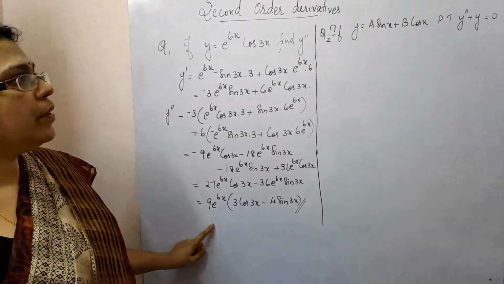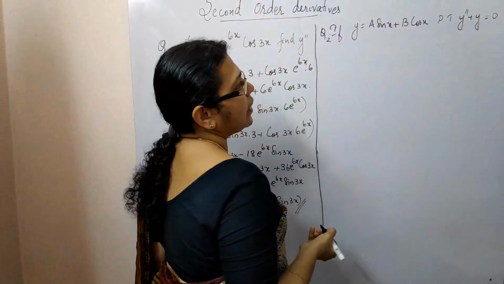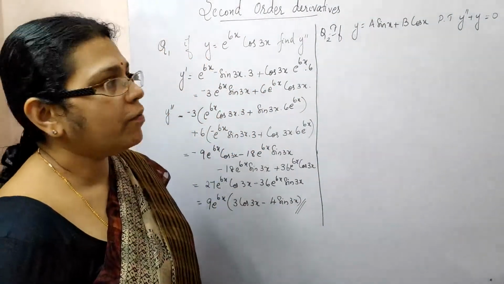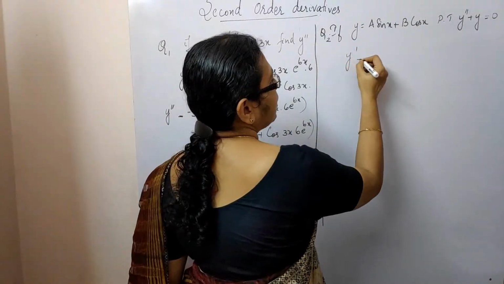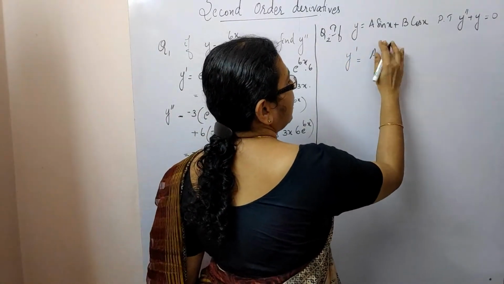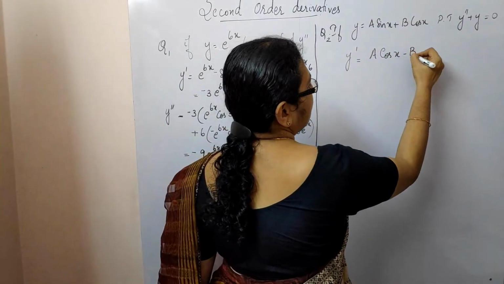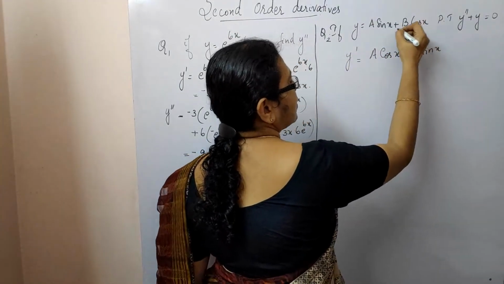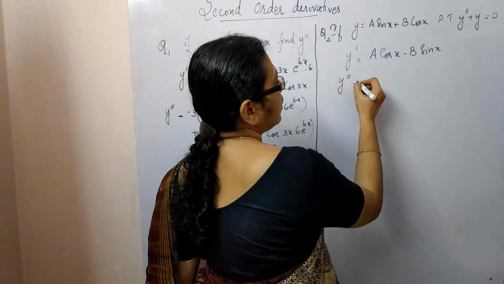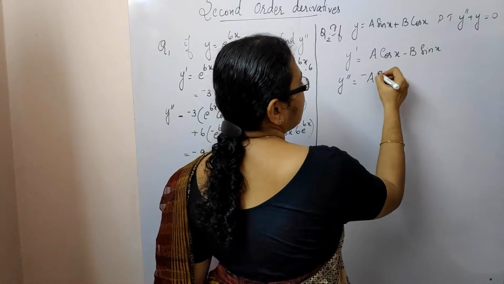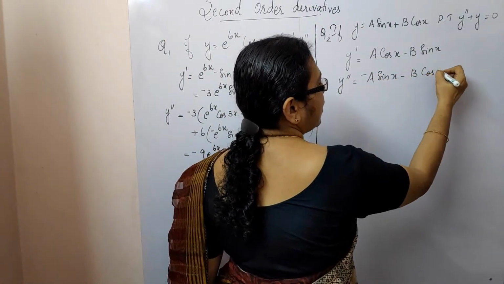Okay. Now, let's see the next question. If y is equal to a sin x plus b cos x, prove that y2 dash plus y is equal to 0. So first let us find y dash. Y dash is equal to what? A into derivative of sin x is cos x, minus b sin x, since the derivative of cos x is negative sin x. Okay. Now y2 dash is what? A into derivative of cos x is minus sin x, minus b into derivative of sin x is cos x.